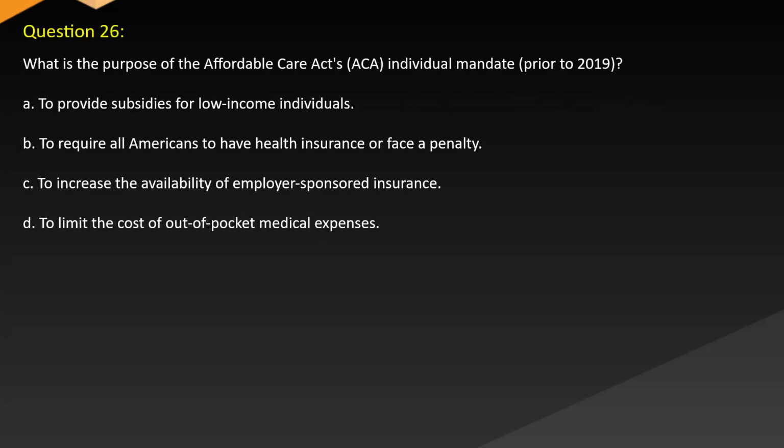Question 26. What is the purpose of the Affordable Care Act's individual mandate prior to 2019? A. To provide subsidies for low-income individuals. B. To require all Americans to have health insurance or face a penalty. C. To increase the availability of employer-sponsored insurance. D. To limit the cost of out-of-pocket medical expenses.